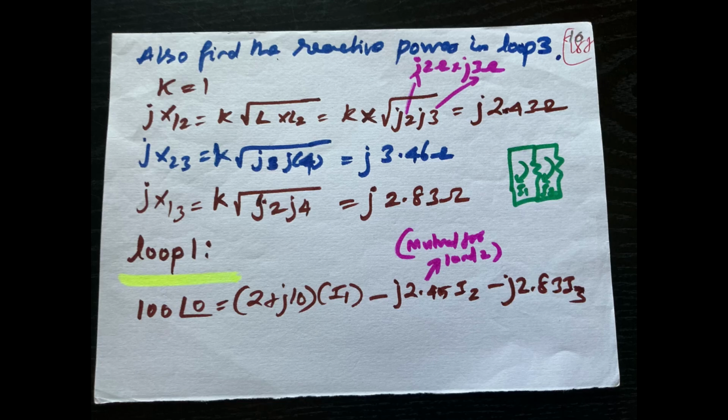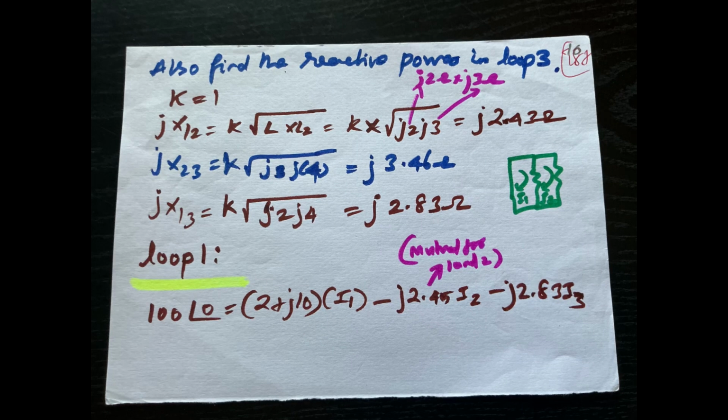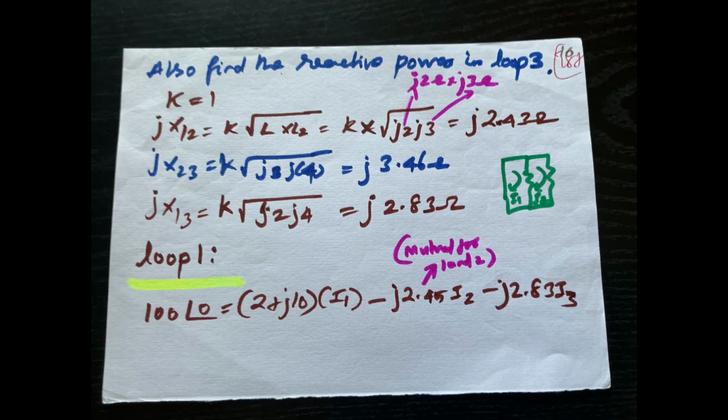So the mutual inductance between coils 1 and 2, jX12, is K into root of L1 L2. L1 in loop 1 is j2 ohm and L2 is j3 ohm. Putting in j2 and j3, we find the answer is j2.45. The mutual inductance between coils 2 and 3 is jX23. Put the formula K root of L2 and L3. L2 is j3 ohm, L3 is minus j5 ohm. Putting these in the formula, we obtain j3.46 ohm.